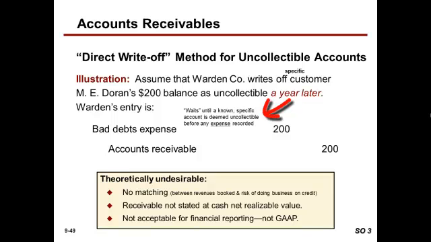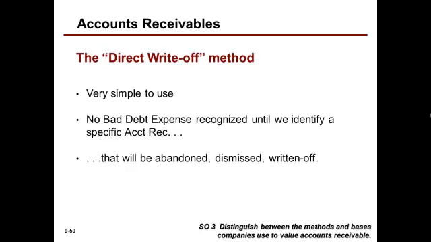The hallmark of this method is that it waits until a known specific account is deemed uncollectible before any expense is recorded. It's very simple to use. There's no bad debt expense recognized until we identify a specific account receivable that will be abandoned, dismissed, written off. That's the point that an entry is made, debiting expense and crediting the asset account.